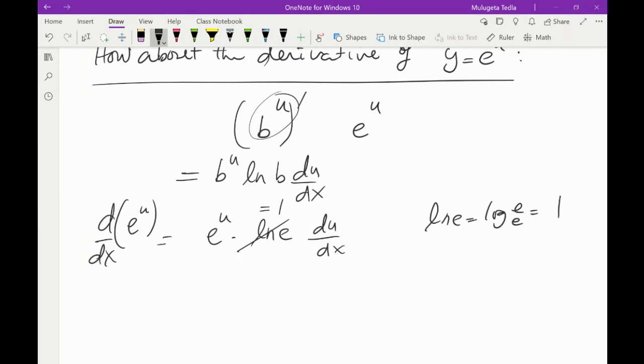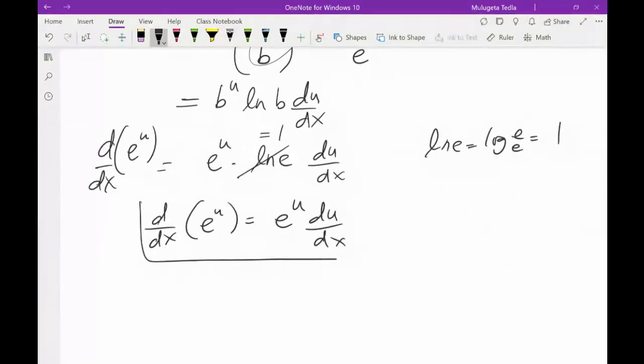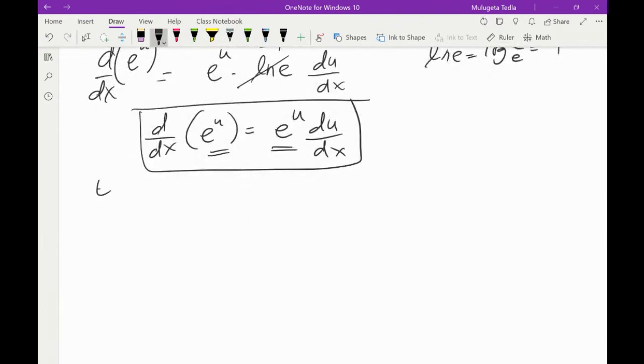And we know that when the domain and the base are the same, the logarithmic function equals 1. So the derivative of e to the u is simple. It's much easier than any derivative that we considered. This is the easiest derivative. We're saying the derivative of e to the u is itself. Nothing much. I'll give you examples out of my mind, and then we do textbook examples.